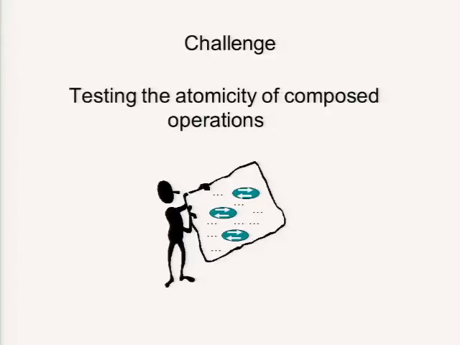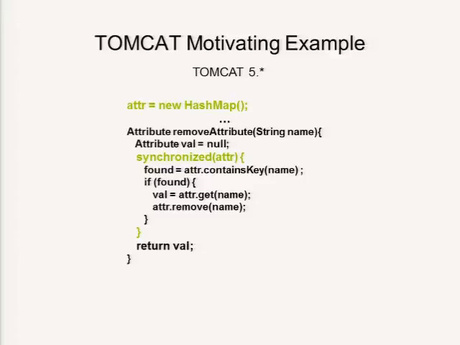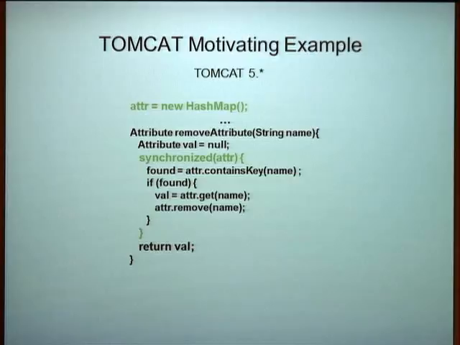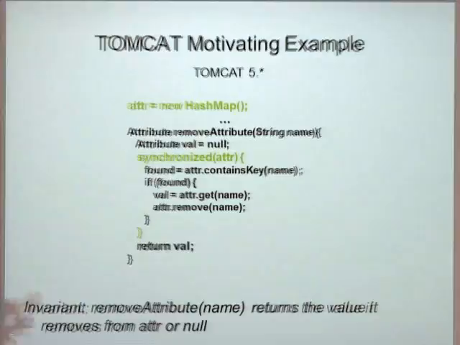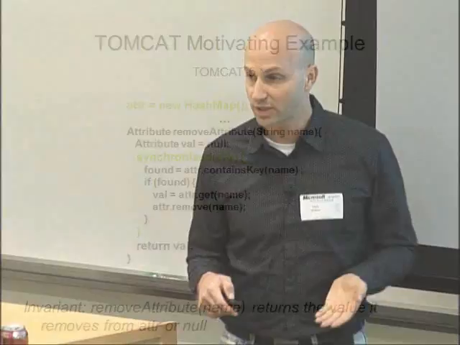Here we have an example of a bug we found in Apache Tomcat. In Tomcat version 5, they have an attribute map that maps from the name of an attribute to the object of an attribute, and they allocated a sequential hash map. They also have a function removeAttribute that gets the name of an attribute. First it holds the global lock of attr, then it checks whether the attribute is inside the collection. If it is, it gets the attribute object, removes it from the collection, and returns it. Otherwise, it just returns null. So the invariant this function tries to maintain is that removeAttribute returns the value it removes from the collection, or null.